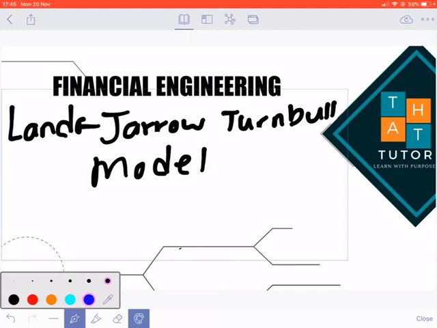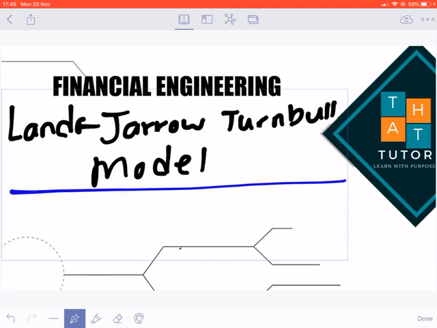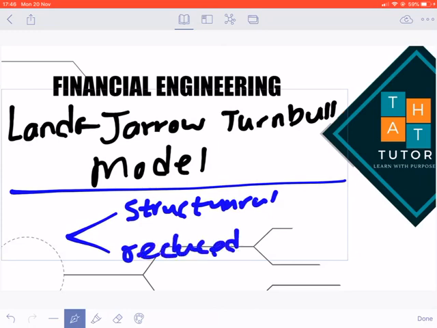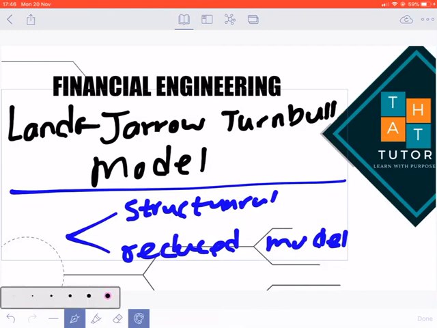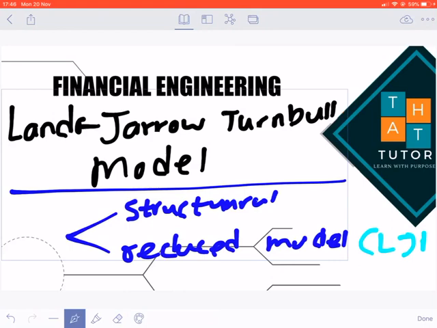So we have different types or categories of models. There could be more. So we have the structural model, which looks at the firm structure. We also have the reduced form model. The reduced form model looks at credit risk from a statistical point of view. So the Jarrow-Lando-Turnbull model, the JLT, falls under the reduced form model.